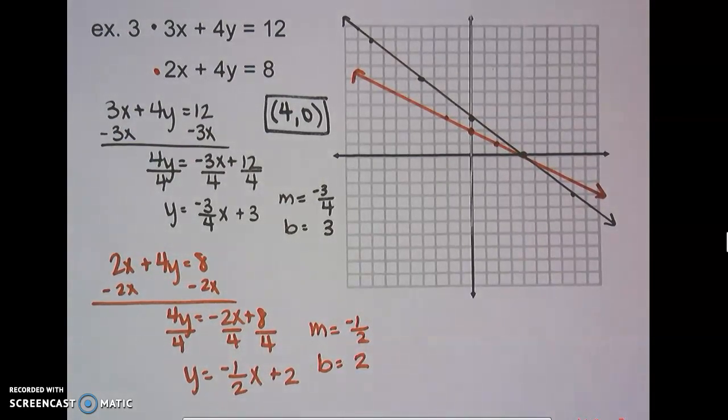So solving systems by graphing is one method of solving these. We'll learn about the other methods later on this week.